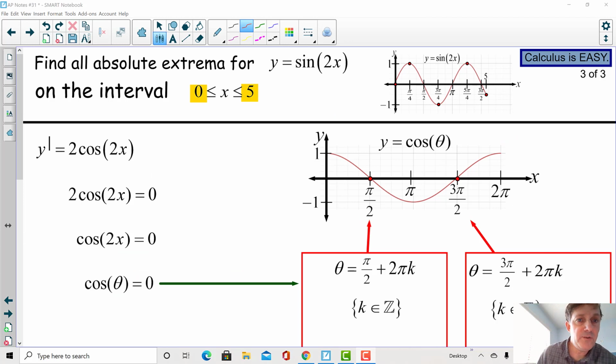Okay, let's go ahead and do a trig one. Here our function is going to be sine of 2x. We have a picture of sine of 2x over here, and we're going from x equals 0 to x equals 5.